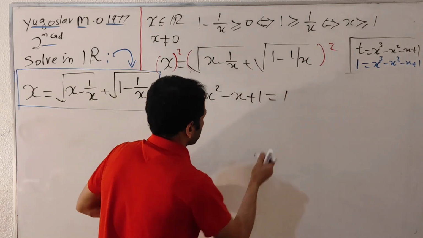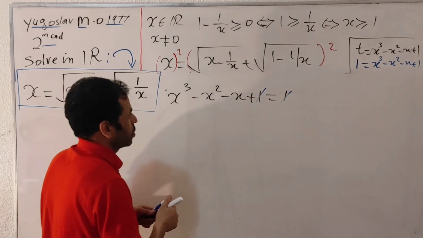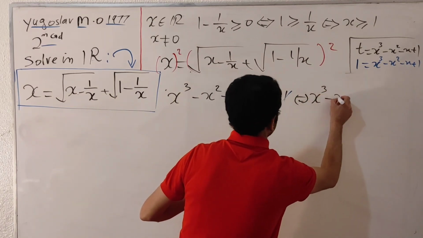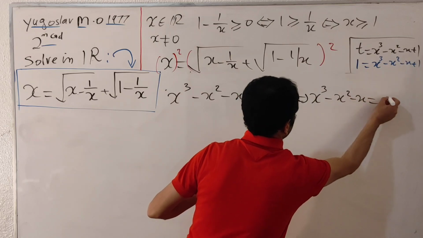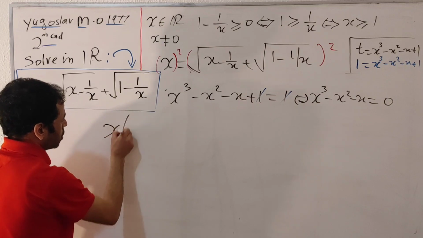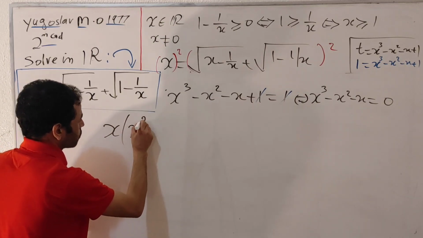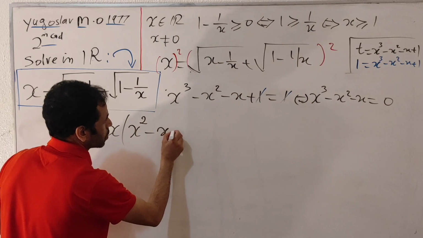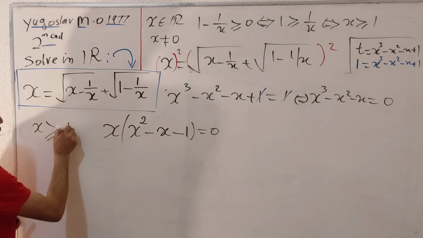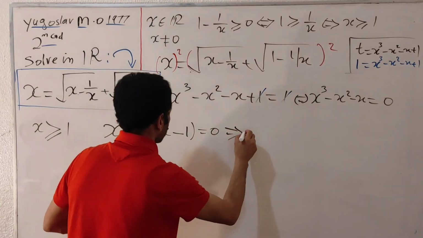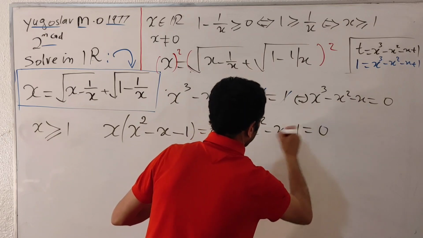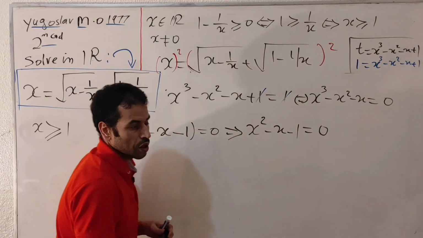So the 1 will be cancelled out from the left and the right. Then I will have x cubed minus x squared minus x equals 0. By taking x as a common factor, I will have x multiplied by x squared minus x minus 1 equals 0. Since x is superior or equal to 1, that means x squared minus x minus 1 equals 0. I'm going to calculate the discriminant of this one.